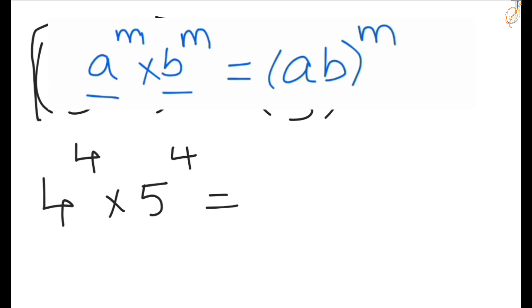So that means 4 times 5 is 20, and then whole power 4. Like that you can solve it. I will explain one more example.